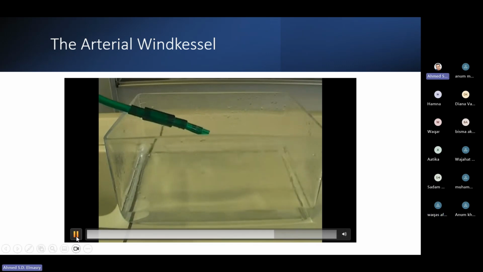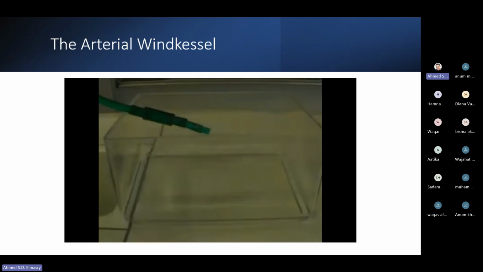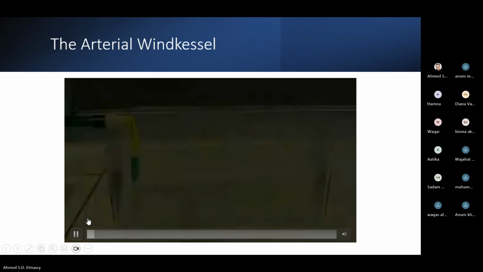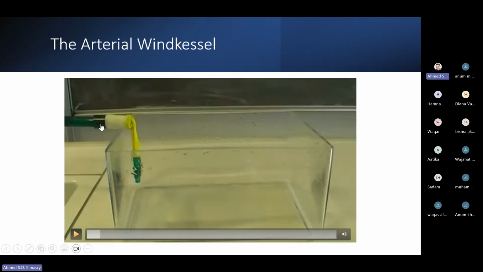Here it is only ejecting the blood to the distal organs during the systole, right? But during the diastole, there is no blood flow going to the organs, right? So what will happen if you add the elastic part to the circulation? Here, they removed the stiff part of the aorta and they added the elastic part to the aorta. Just see the video and you will notice the changes, okay?